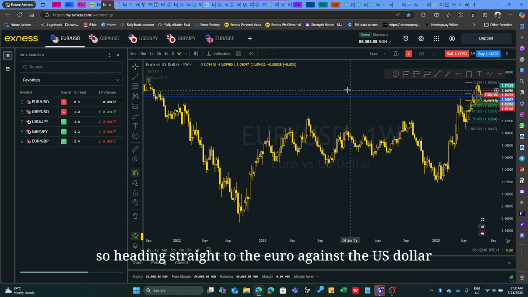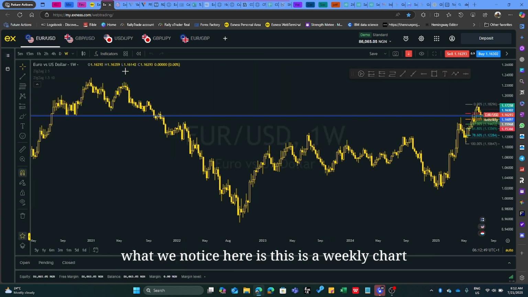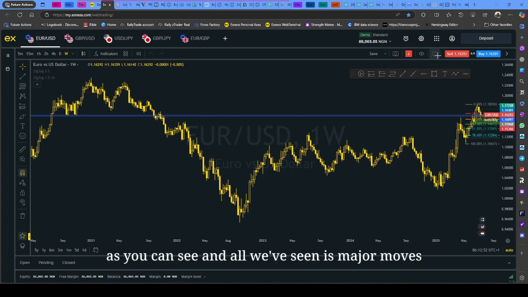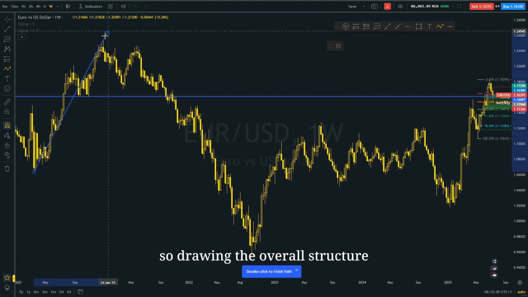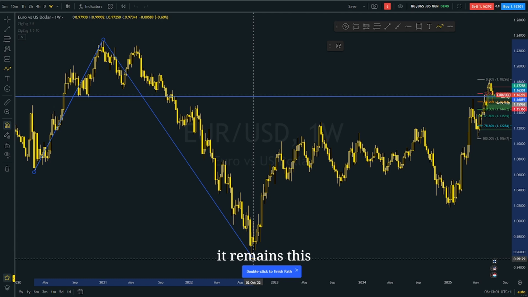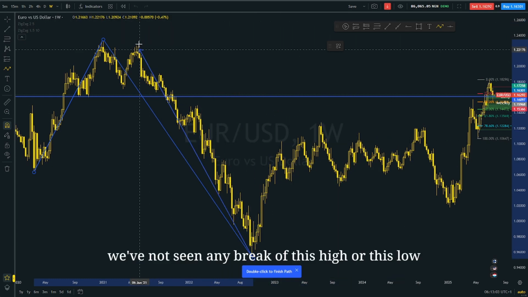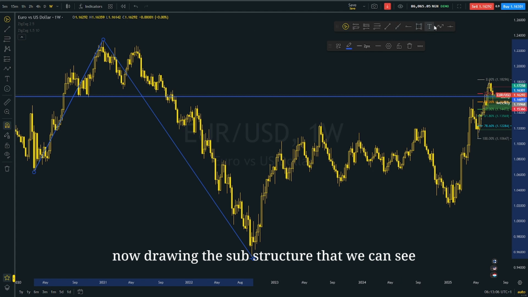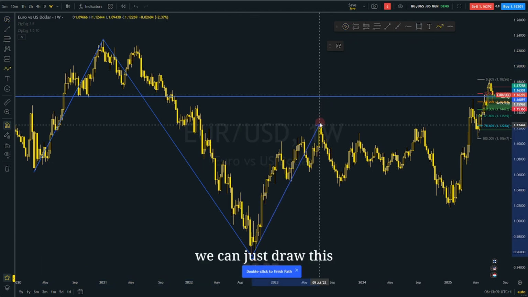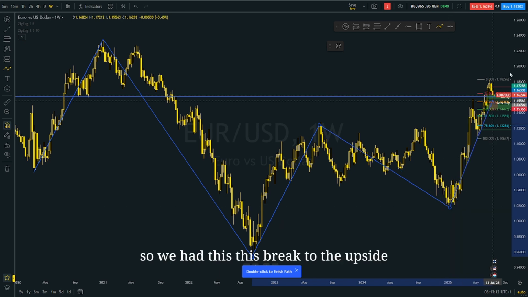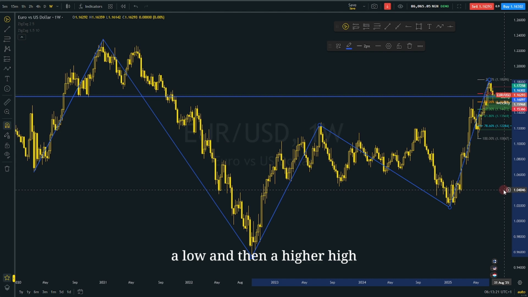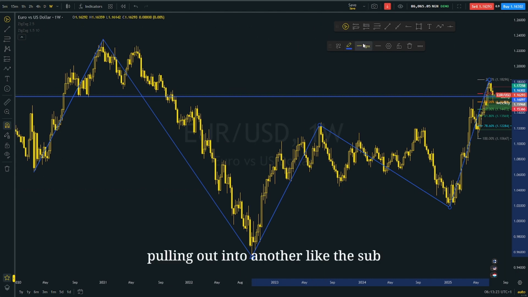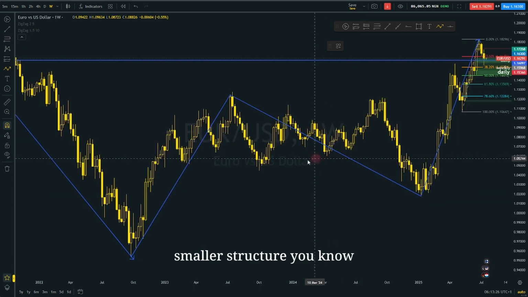So heading straight to the Euro against the US dollar, what we notice here is this is a weekly chart, as you can see, and what we've seen is major moves. So drawing the overall structure on this place here, it remains this. We've not seen any break of this high or this low. Now drawing the substructure that we can see, we can just draw this. So we had this break to the upside, and in the long term we're looking at possibly a low and then a higher high, pulling that into another, like the smaller structure.